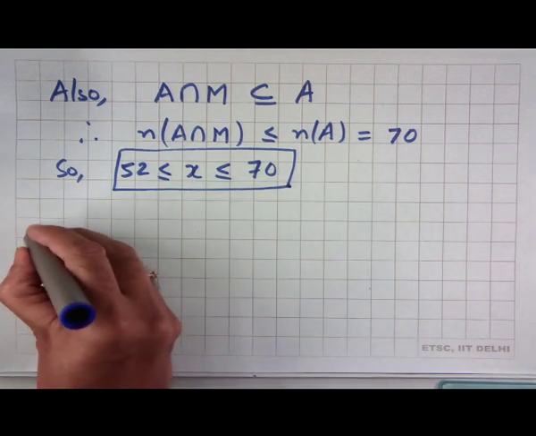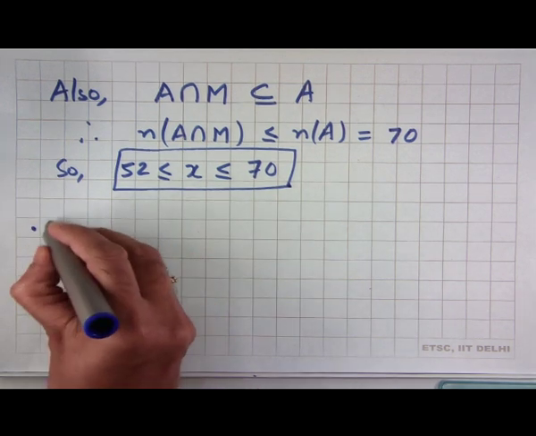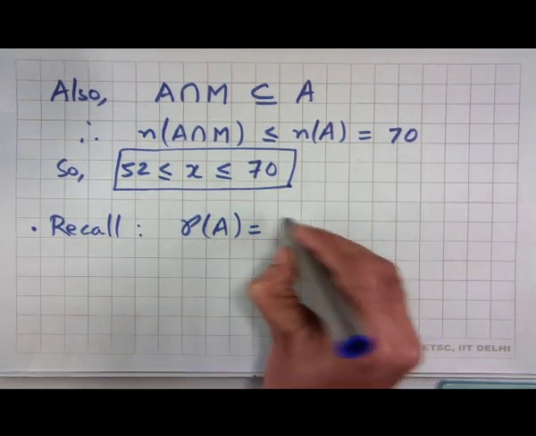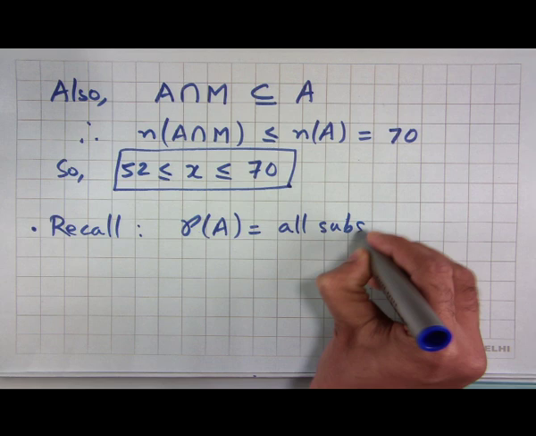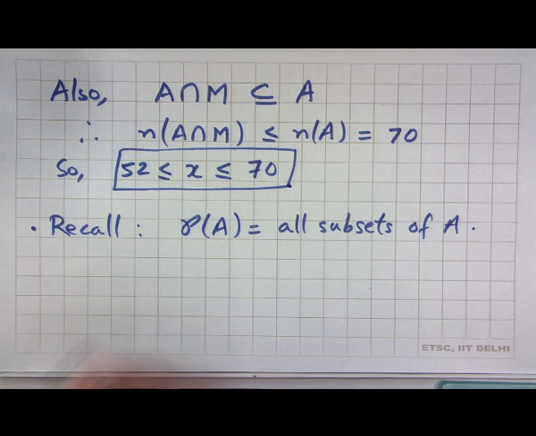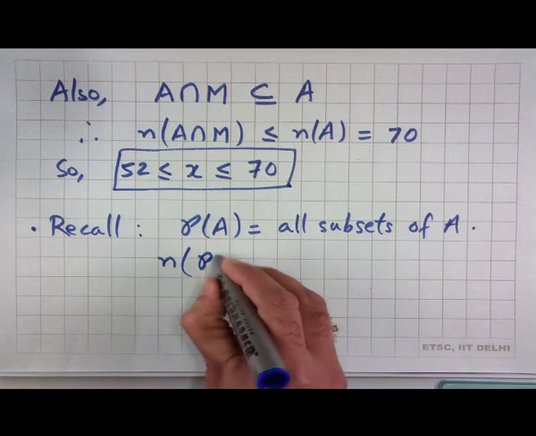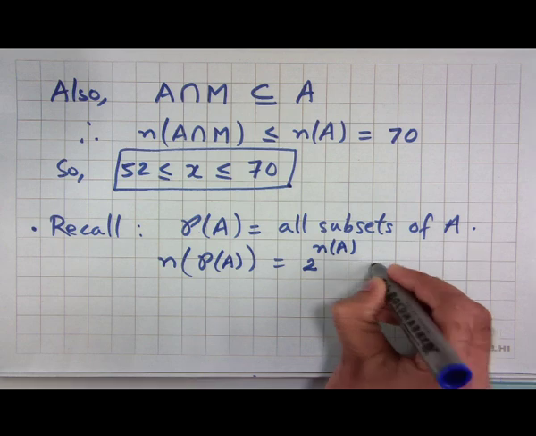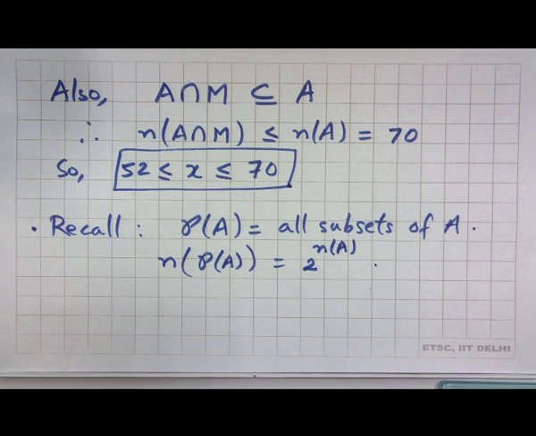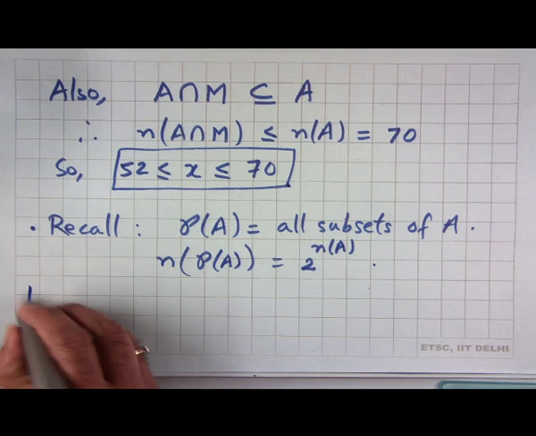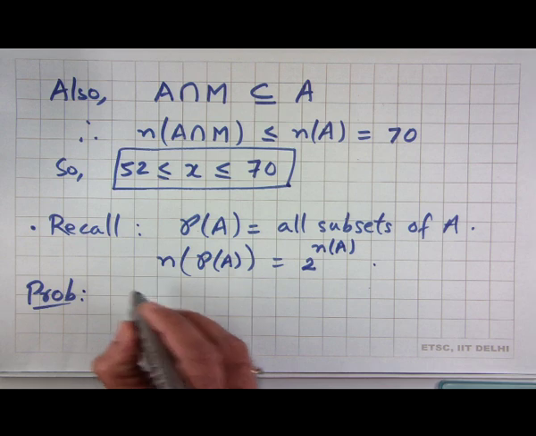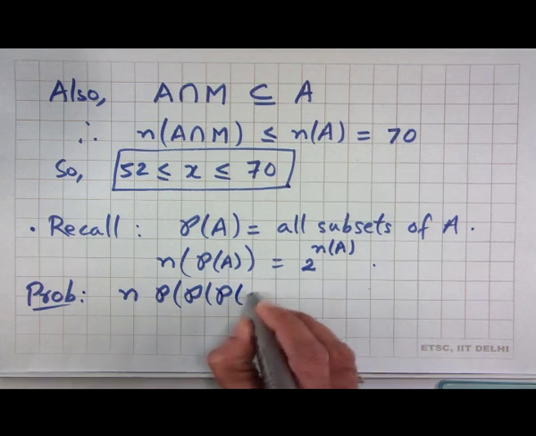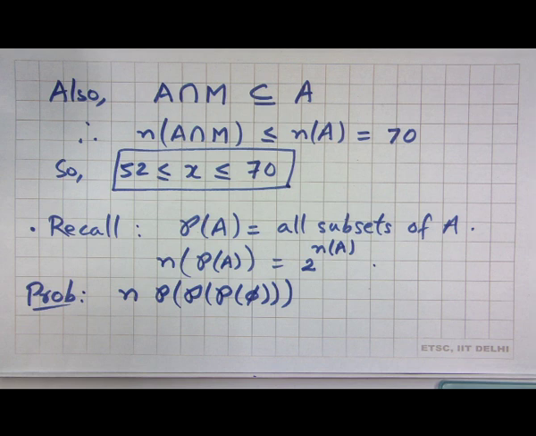Okay, so next thing, let us recall the power set of A, this is all subsets of A, and we have seen that the number of elements in the power set of A is equal to 2 to the power of the number of elements in A. So, the next problem, what is the number of elements in the power set of the power set of phi, where phi is the empty set.